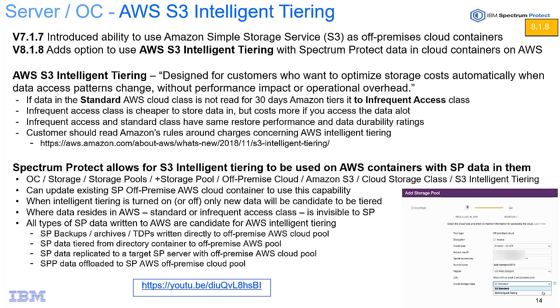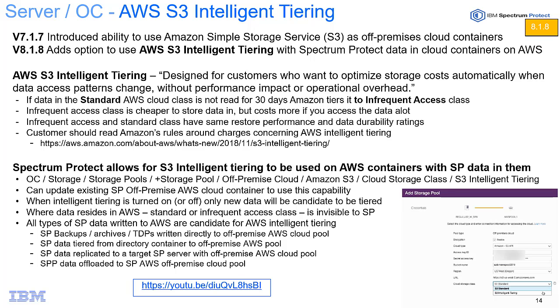The reason AWS offers this S3 Intelligent Tiering is to provide customers optimization of their storage costs that automatically will move the data between their standard AWS cloud class and their infrequent access class. So if you have not accessed the data that's originally put into a standard AWS class, and that's where Spectrum Protect will originally write the data, then it'll be moved automatically by Amazon out to the infrequent access class. Now, the infrequent access class is cheaper to store data in, but it does cost you more if you have to access that data a lot.